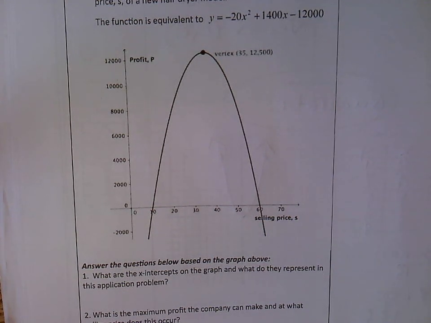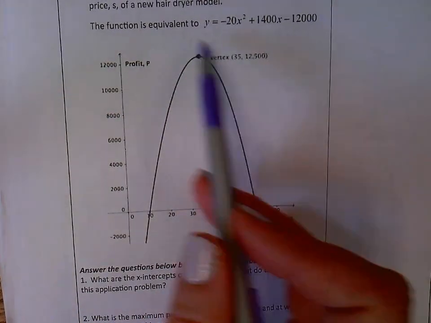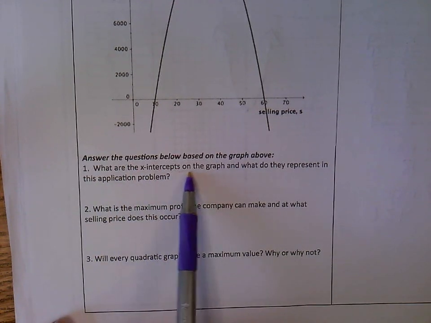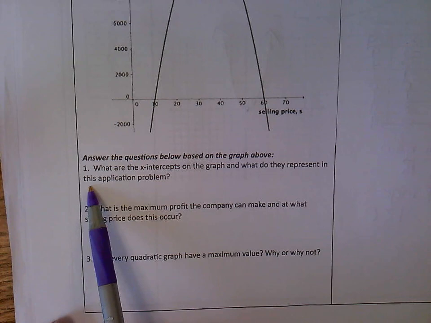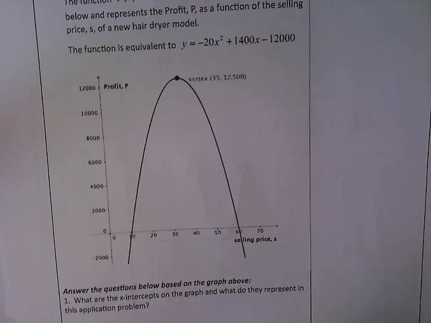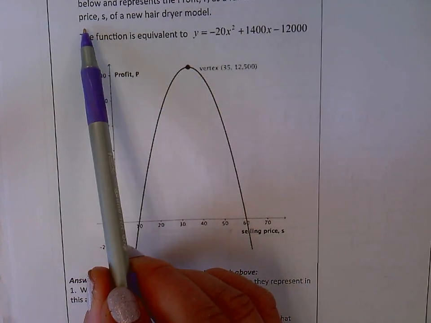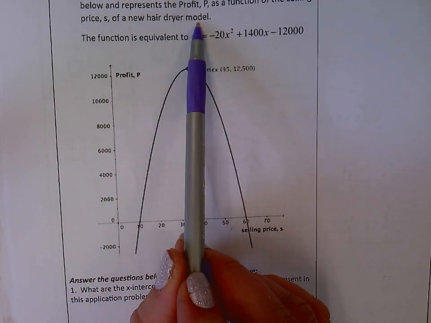So it just gave you a point in your notes to go back and look at a quadratic and answer some questions. This says, what are the x-intercepts on this graph and what do they represent in this application problem? This represents the profit as a function of selling price of a new hairdryer model.